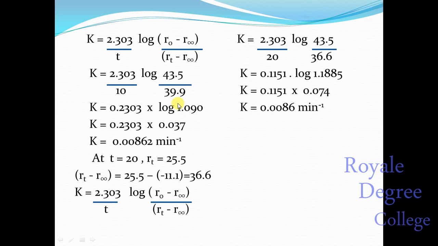Next step, we are taking the log of 1.090, that is 0.037. We are multiplying these both values, so you will get the value of k as 0.00862 per minute.